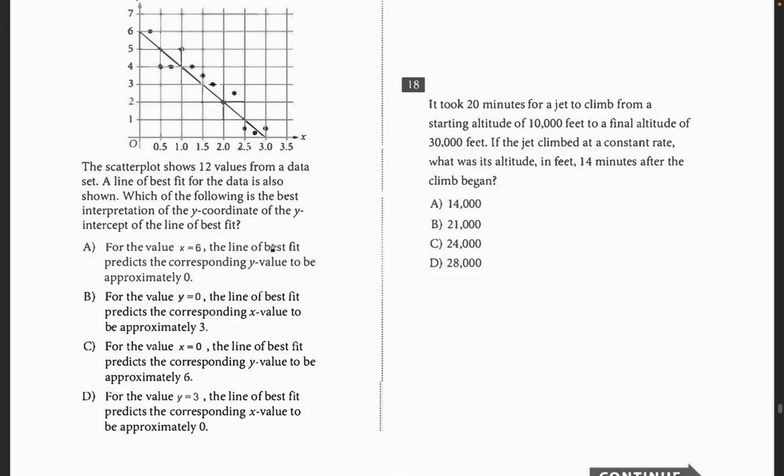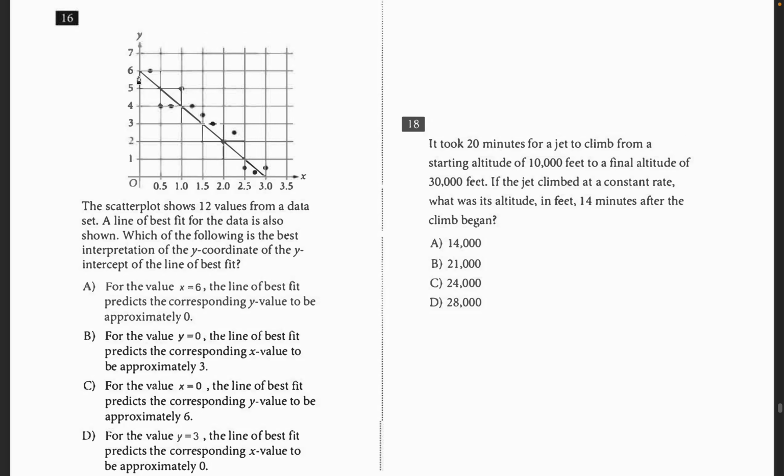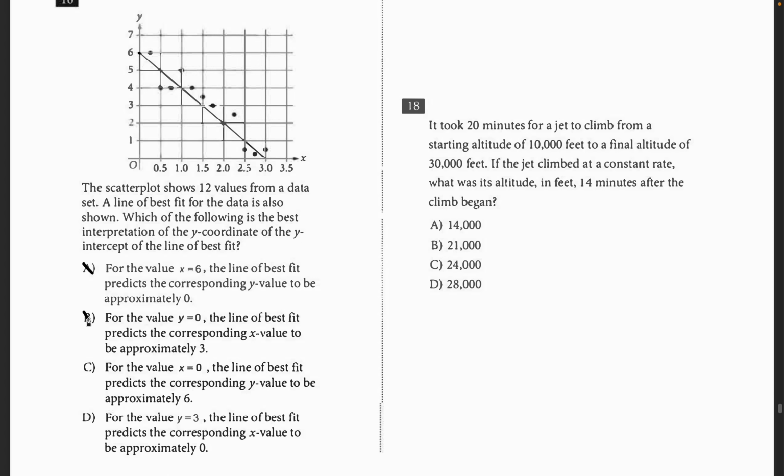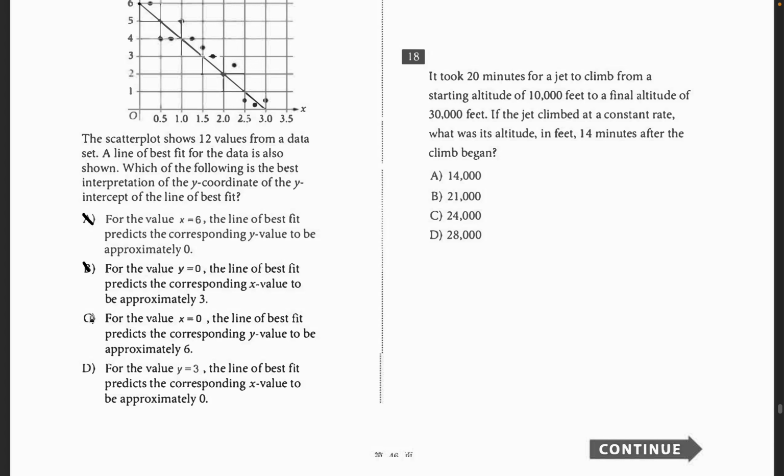16. A scatter plot shows 12 values. Which of the following is the best interpretation of the y-coordinate of the y-intercept? So it's 6. For a value of x equals 0, no, y-intercept is x equals 6. For a value of the y-intercept, x has to be 0. Again, wrong. For a value of x equals 0, yes. C.